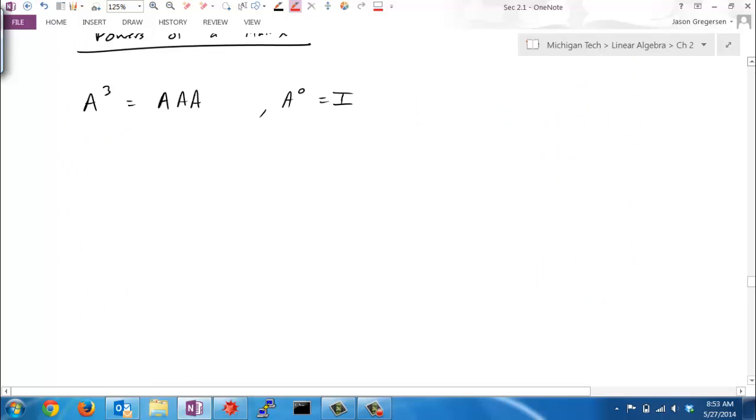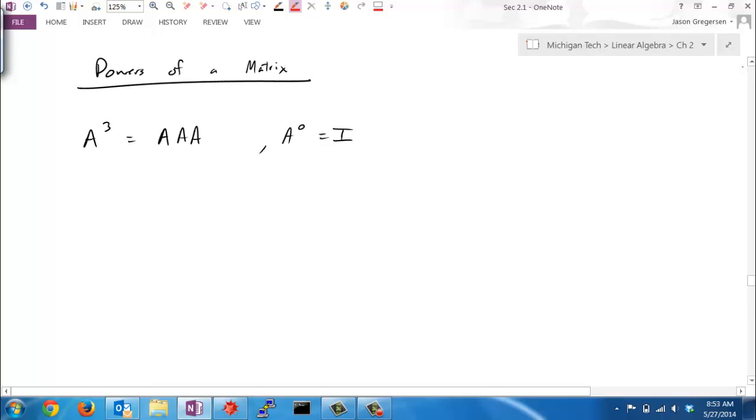All right, so some other quick notes here. Powers of a matrix. It's really more of a definition than anything here. A cubed is just A times A times A. So that's all it is, kind of by definition. And A raised to the 0 power, just like 2 raised to the 0 power is 1, A raised to the 0 power is this identity.